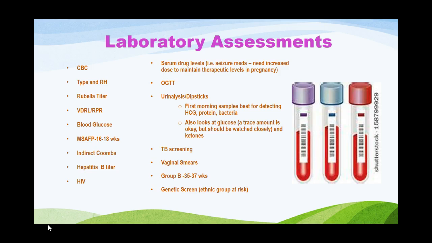Vaginal smears for our chlamydia and gonorrhea testing, and then the group B strep smear between 35 and 37 weeks. And we can also do genetic screening for ethnic groups that are at risk for things such as sickle cell.